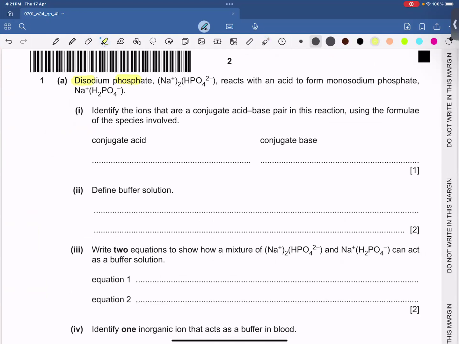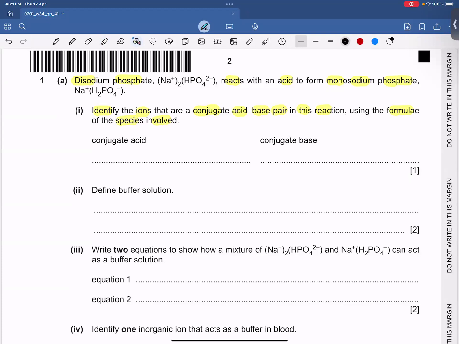Disodium phosphate reacts with an acid to form monosodium phosphate. Identify the ions that are conjugate acid-base pair in this reaction using the formulae of the species involved.